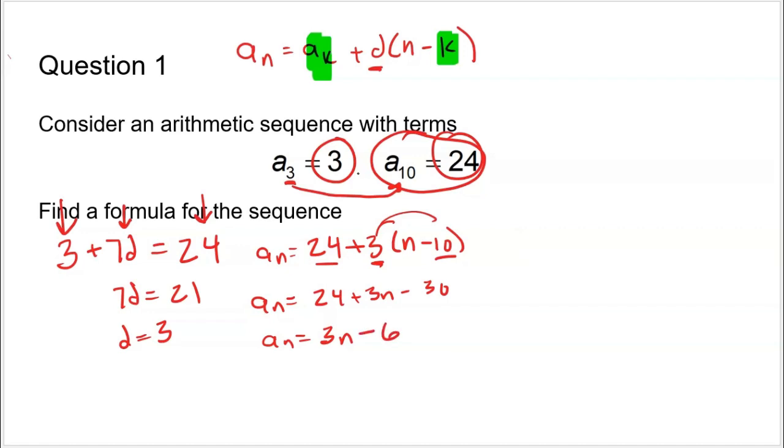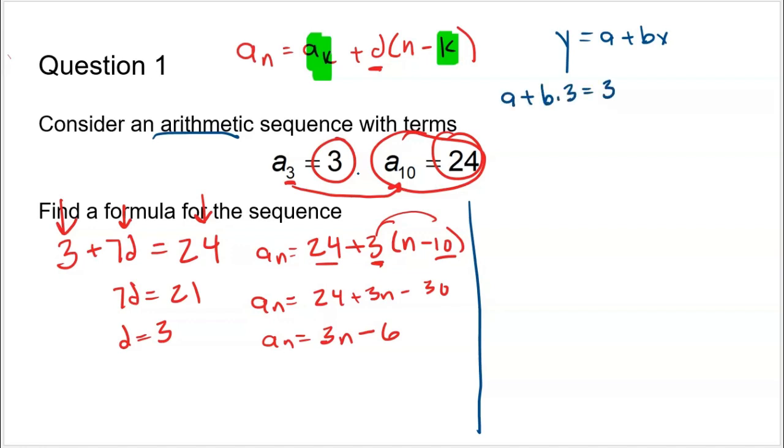Now, interestingly enough, I want to show you a second way you could solve this problem that I kind of prefer, but it's completely up to you. The other way we could think of this is as long as we know that an arithmetic sequence is a linear function, all linear functions have this form, a plus bx. So what I could do is take these 2 pieces of information and create 2 equations. The first says, if I plug in 3, I get 3. The second is if I plug in 10, I get 24.